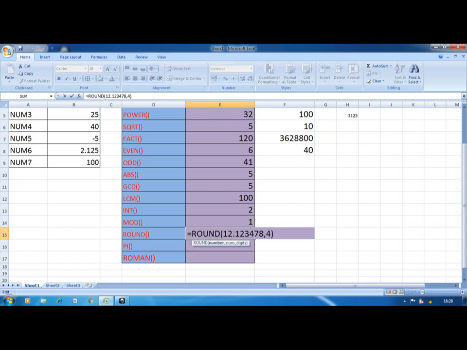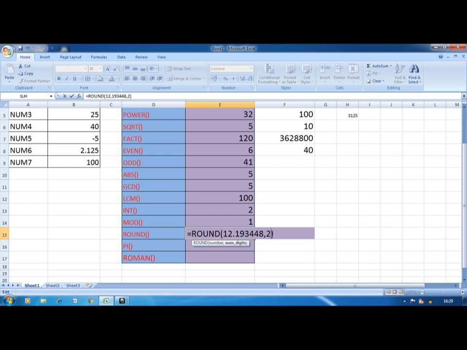Now here instead of 7, 8, now I will make it as 4, 8. Now what happens? I want to display only 4 digits. Here totally 6 digits are there. So it checks the fifth digit. The fifth digit is now less than 5. It will display only 12.1234.